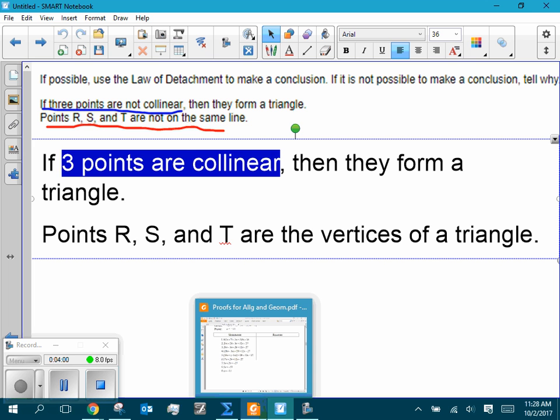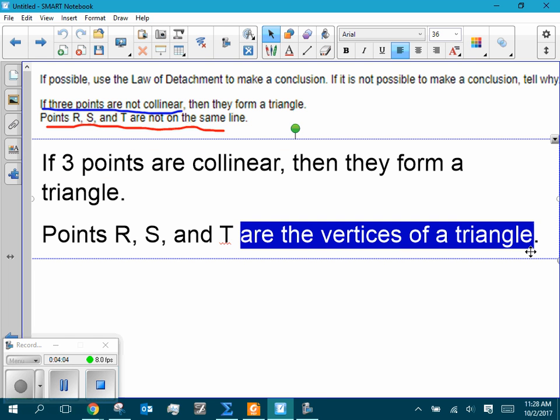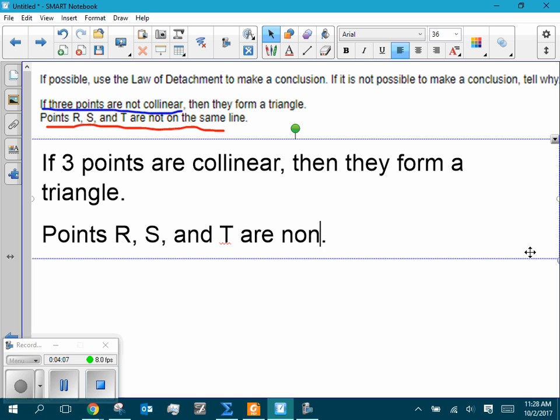Even if I said this, points R, S, and T are non-collinear, there is still no conclusion that I can make. Does that make sense? And what a lot of people want to do, well, if they're non-collinear, then I should be able to make the argument that they don't form a triangle, right? Can't do that. The law of detachment says you cannot make a conclusion. And you saying that they do or they do not form a triangle is coming to a conclusion that statement does not want you to make. Does that make sense?